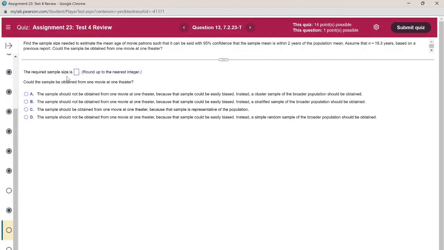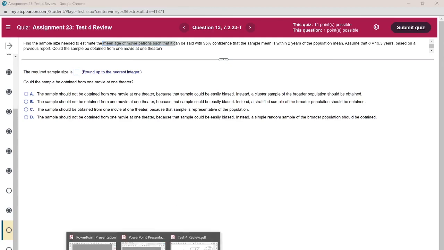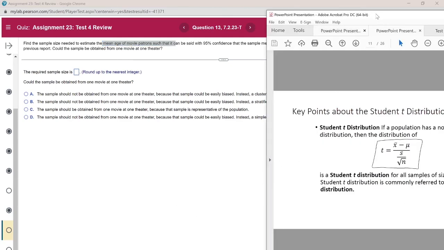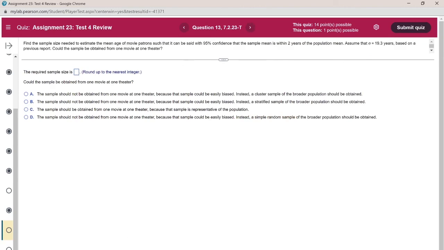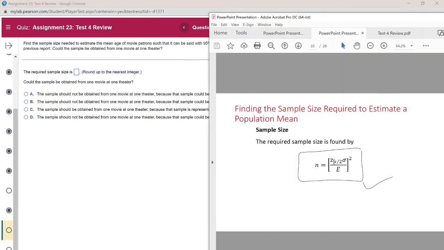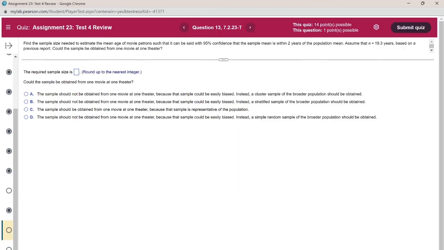Okay, we need to find the sample size. Find the sample size needed to estimate the mean age. Remember, this is a mean estimation. So for the sample size, we use the formula we have given for the sample size from our mean estimation section. This is the formula for the sample size. In this formula, you need the critical value, you need the standard deviation, and you need the margin of error.